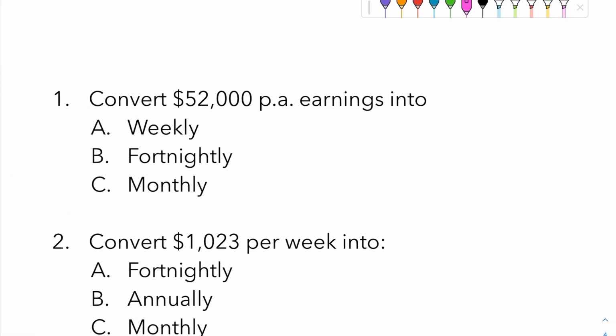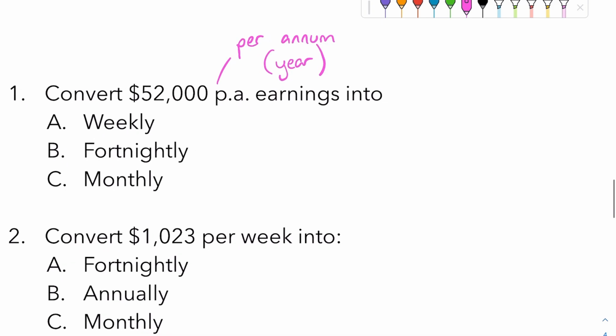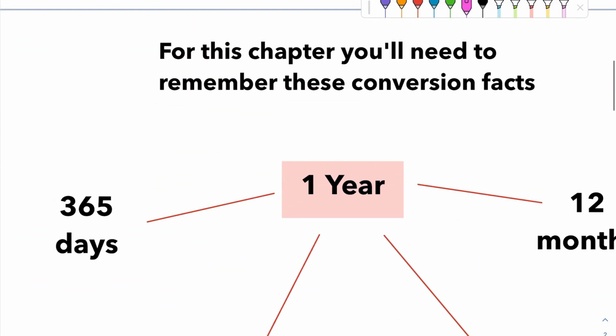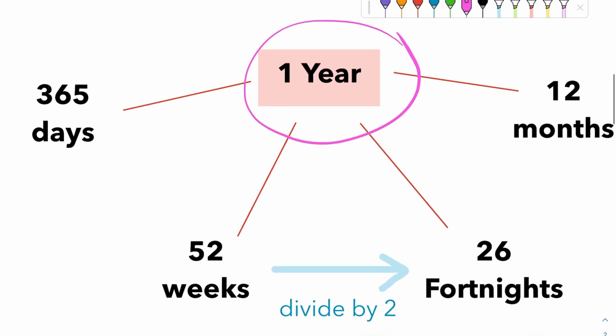So here's my first question. Convert $52,000 PA, that says per annum, and this means per year. So convert $52,000 a year into weekly, fortnightly, and monthly. So we've got our chart. 1 year is the same thing as 52 weeks.